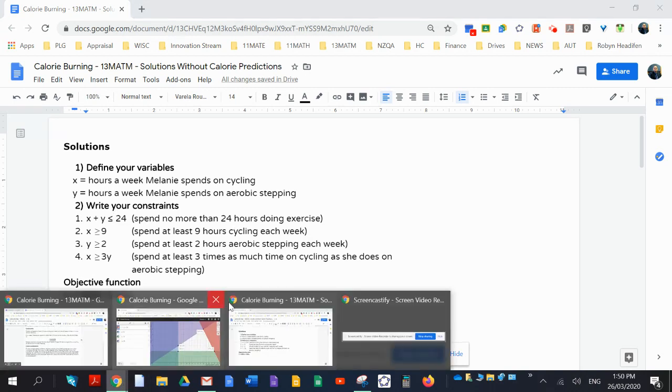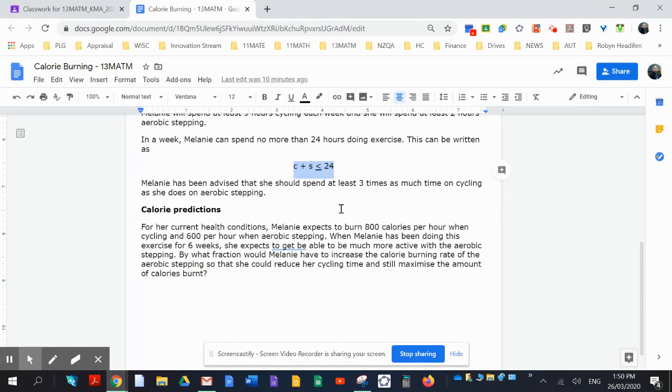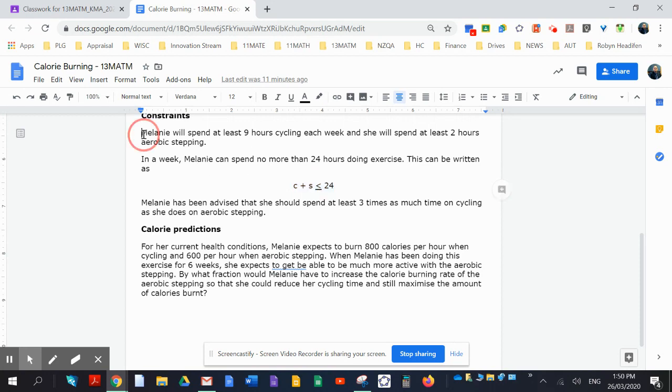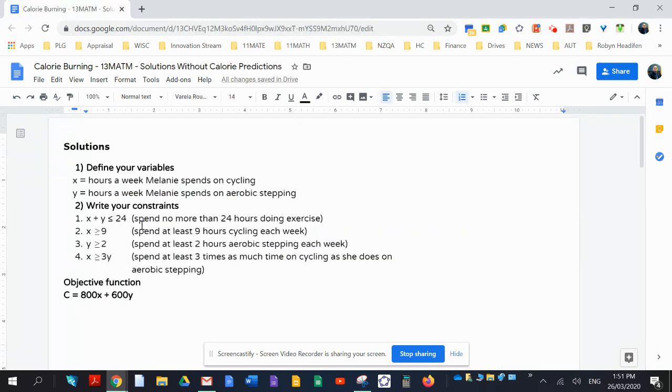I also have the other one. Here it is. Melanie will spend at least, now at least means minimum, of 9. So this is minimum, another way of saying greater than or equal to. At most is another way of saying less than or equal to, or it might say no more. So you need to get used to the jargon and what inequality it represents. Melanie has been advised that she will spend at least 3 times as much cycling. So I've taken all of this information and put it in my constraints here.